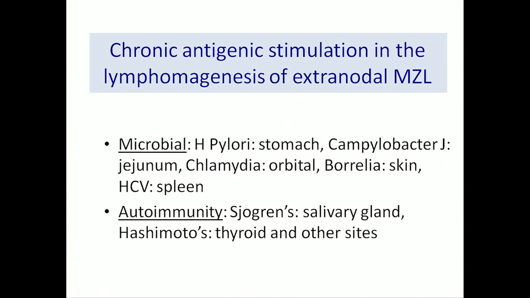In any case, all extranodal MZLs, whether they are cutaneous or not cutaneous, are driven by chronic antigenic stimulation. Could be microbial, like H. pylori in the stomach, Campylobacter in the jejunum. We've seen patients with chlamydial orbital infections, Borrelia in the skin, more in Europe than in the United States, hepatitis C. Always we look for autoimmunity, especially Hashimoto's and Sjogren's.